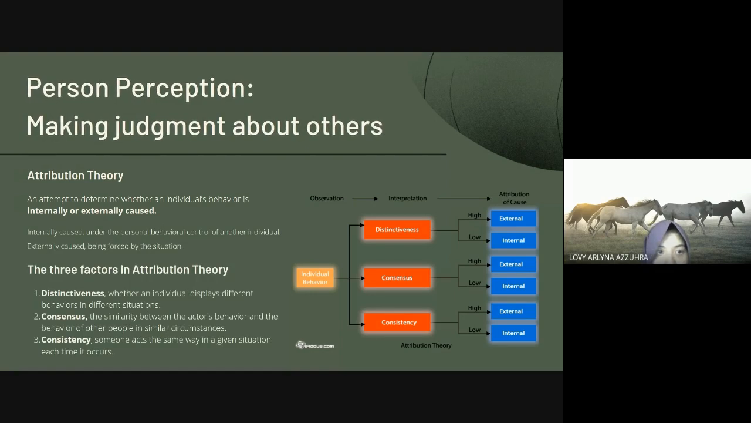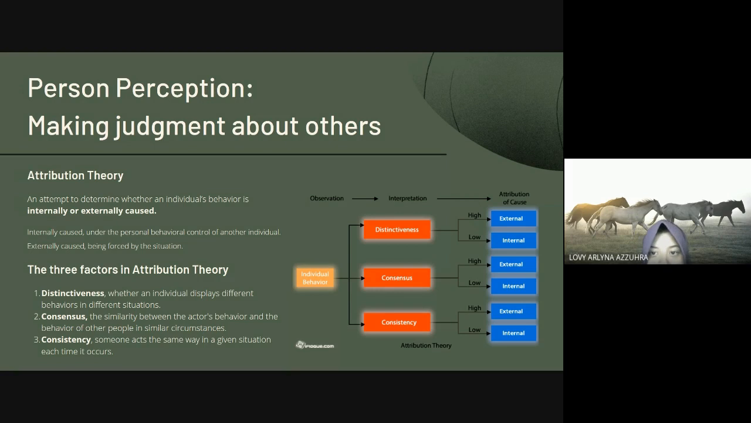Now we're talking about person perception, making judgments about others. There's a theory called attribution theory, but before that, I'm going to explain something to you. Many of our perceptions of others are formed by first impressions and small cues that have little supporting evidence. Research indicates that we form our strongest impressions based on what we perceive about another's moral character. But our initial information about this can be sketchy and unfounded. So human tendencies can interfere with person perception.